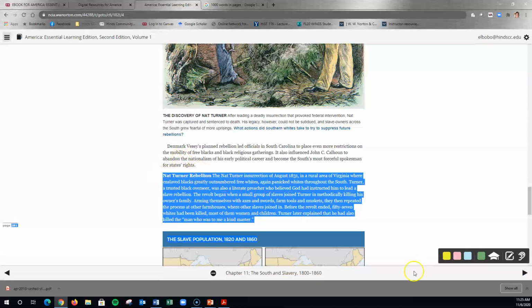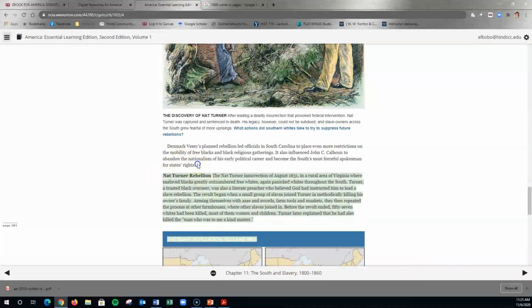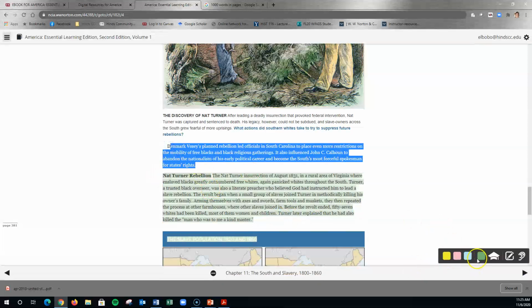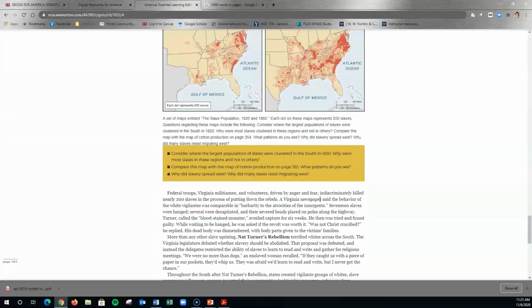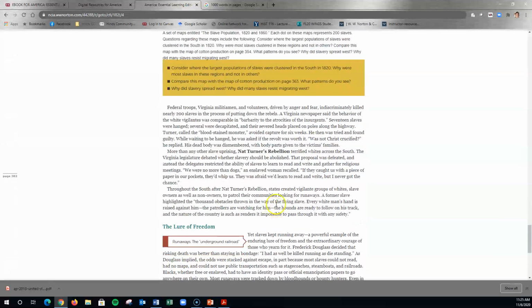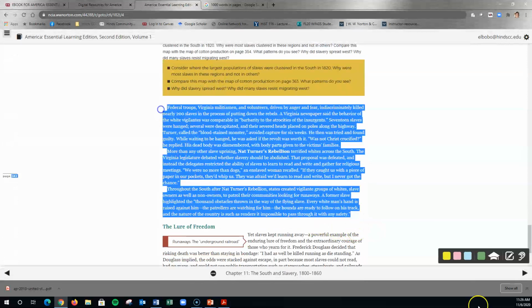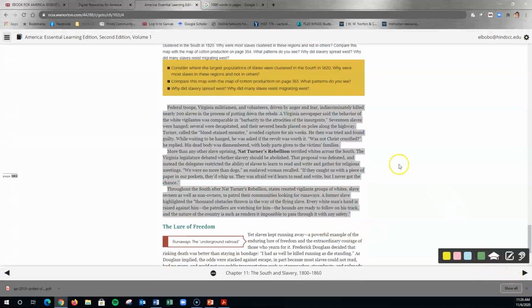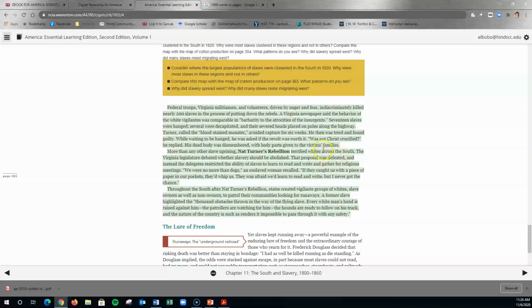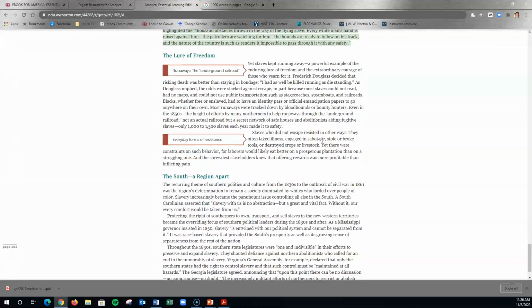All of these were attempts to lead slave rebellions, and Nat Turner's rebellion was probably the most terrifying. So you can read about Nat Turner's rebellion there.